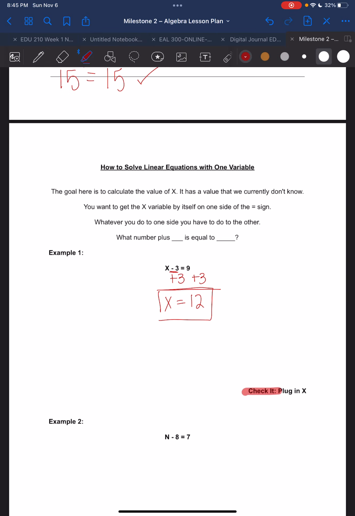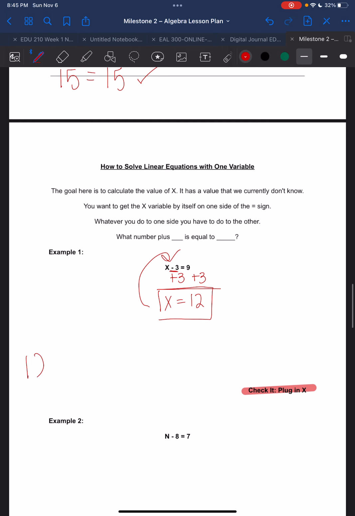I'm now going to go ahead and check it by plugging it in. I will do 12 minus 3 is equal to 9. 12 minus 3 is in fact 9. 9 is equal to 9, therefore I know that my answer is correct.